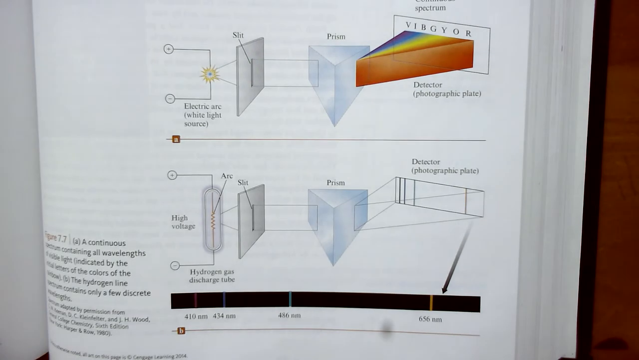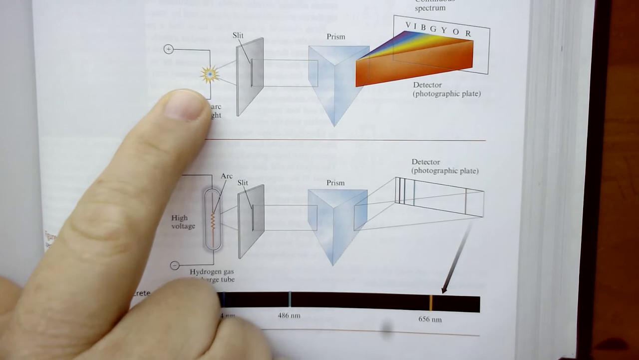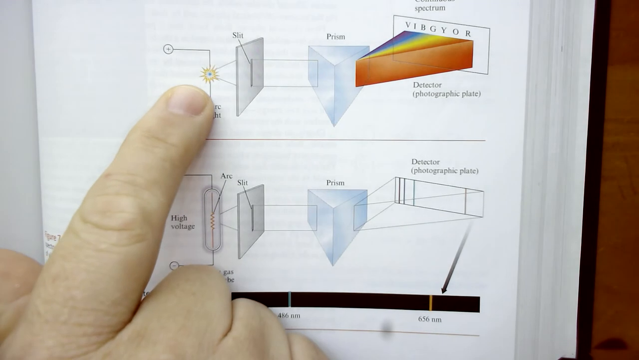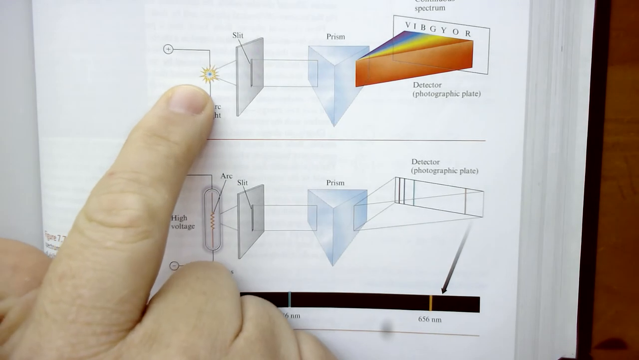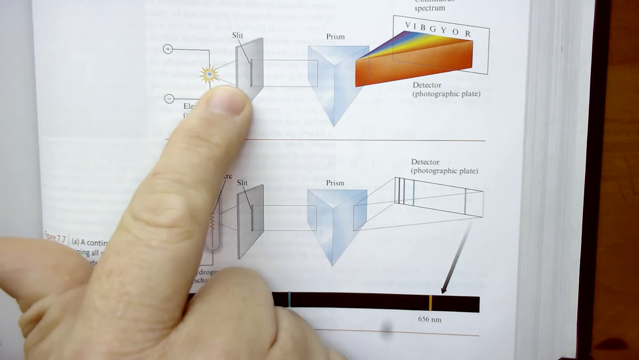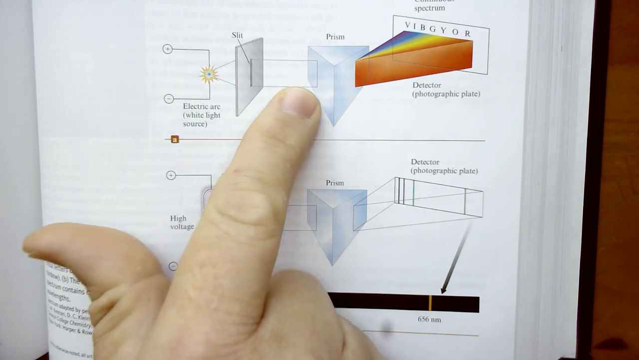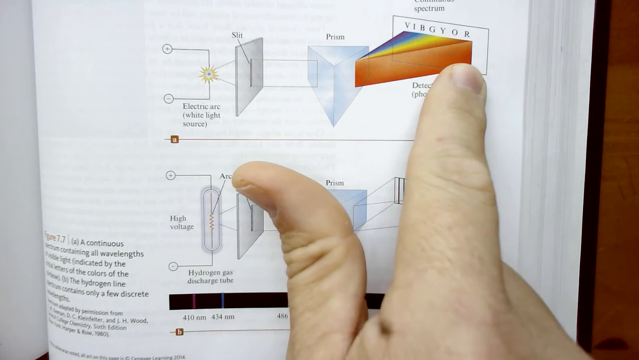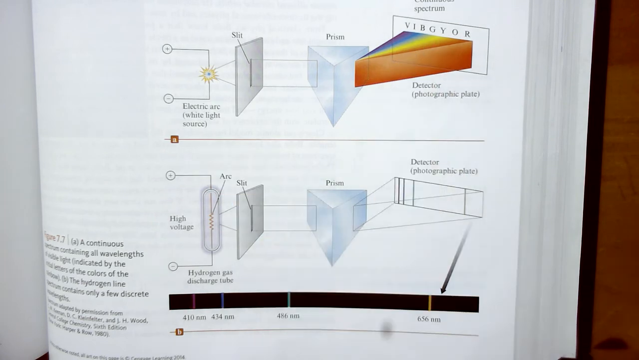You'll notice here that if we take normal light, incandescent light, or light from the sun, and we shine it through a focusing slit and through a prism, we get a continuous spectrum, or a rainbow, where we have violet, indigo, blue, green, yellow, orange, and red.